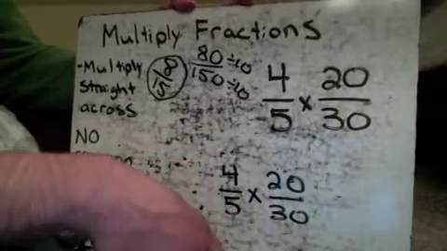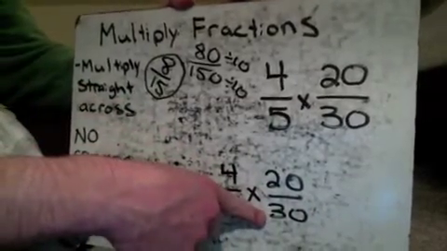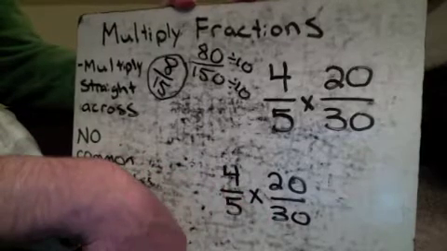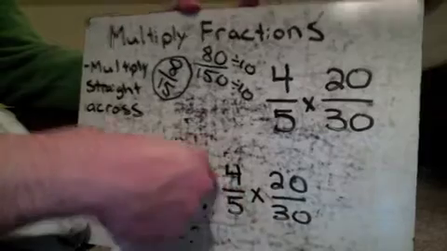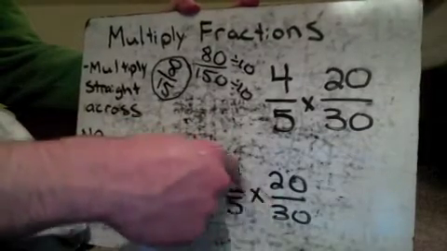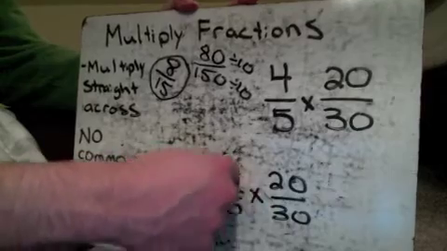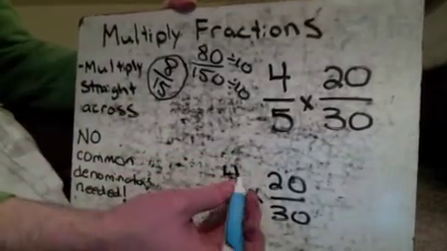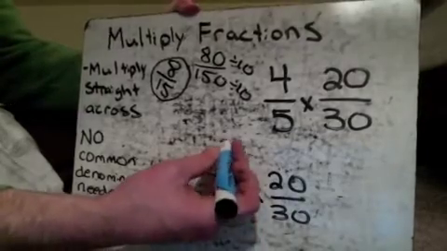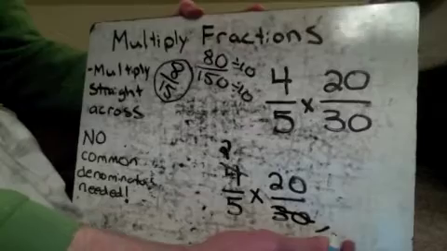Let me give you an example. 4 and 30, there is a number that goes into 4 and 30, and that would be 2. So if I want to, before I even do this problem, divide both of those by 2, I can do that. Cross division or cross reducing. So I'm going to go ahead and divide both of these by 2. 4 divided by 2 is 2. 30 divided by 2 is 15.